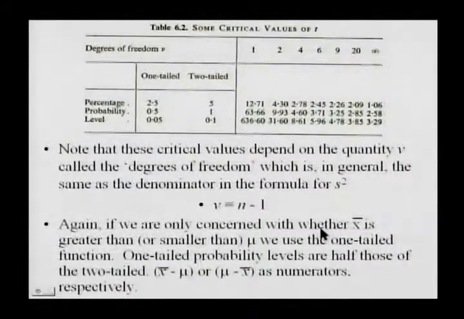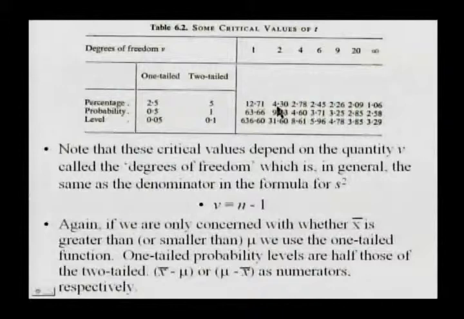So if we're only concerned with whether the sample mean is greater than or smaller than mu, we use the one-tailed function. The one-tailed probability levels are half those of the two-tailed, with x bar minus mu or mu minus x bar as numerators respectively. So we'll check that in just a moment. Here we see the percentage probability level for one-tailed would be 2.5, for two-tailed would be 5. So the two-tailed test would be at the 5%, and the one-tailed would be at the 2.5%.